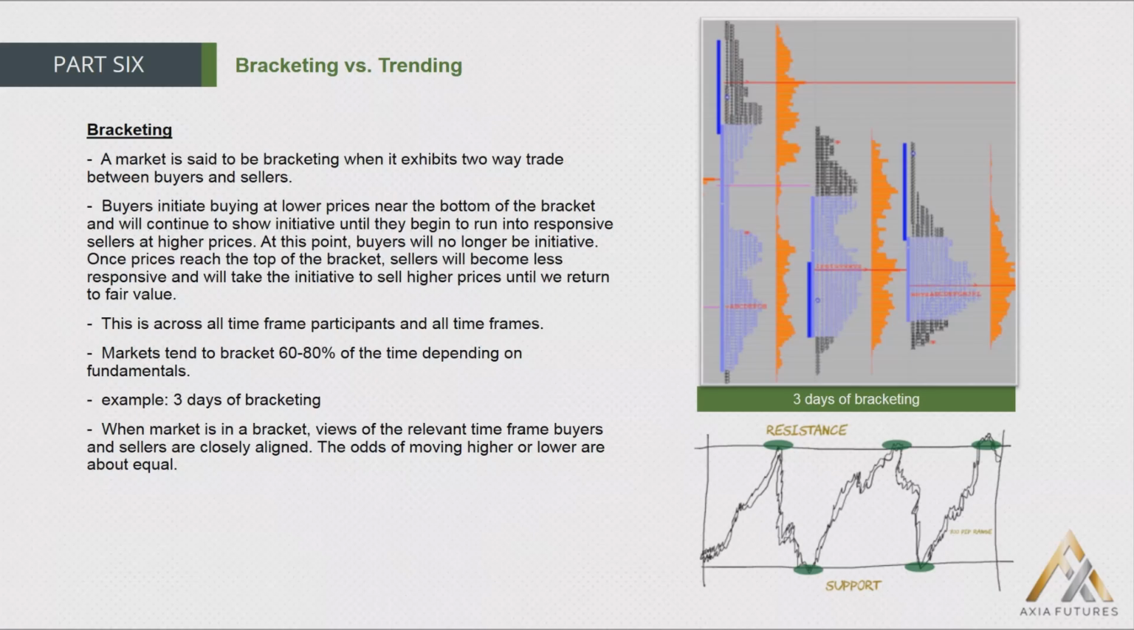It's when a market starts to trade between two pivots and it respects those pivots and keeps bouncing between them. Buyers initiate buying at lower prices near the bottom of the bracket and will continue to show initiative until they begin to run into responsive sellers at higher prices. At this point, buyers will no longer be initiative. Once prices reach the top of the bracket, sellers will become slightly less responsive. Why? Because prices are advertised at a premium, and they will then begin to initiate short side trades until we reach fair value.